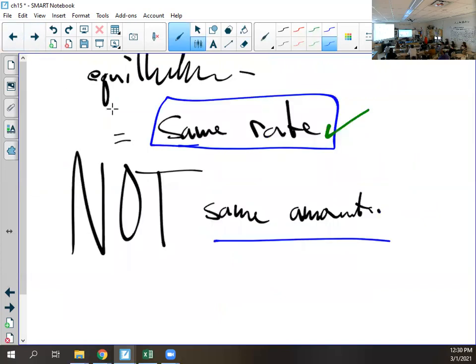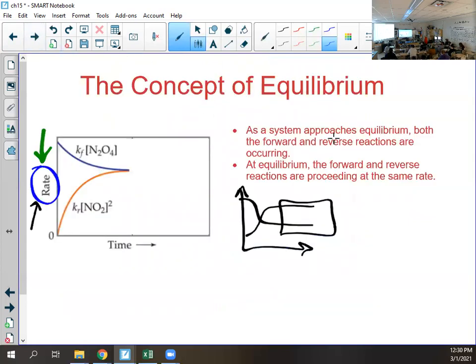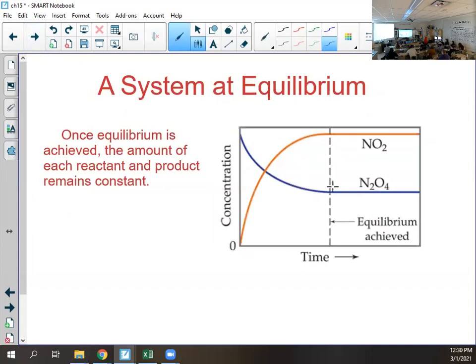So equilibrium has the same rate, forward and reverse, but not the same amounts. As the system approaches equilibrium, both the forward and reverse reactions are occurring. At equilibrium, the forward and reverse reactions are proceeding at the same rate. You'll see this graph once in a while. It's the rate versus time, and they always come to be equal to each other. But this graph is not as common as this graph, which is concentration or pressure versus time. So that's what this is.